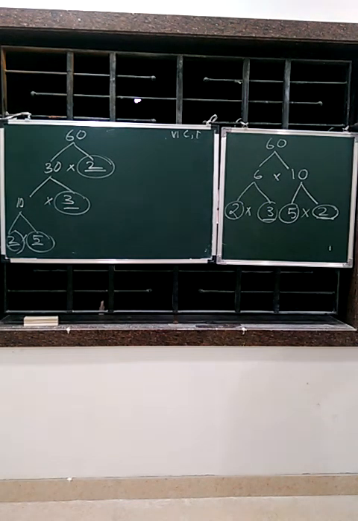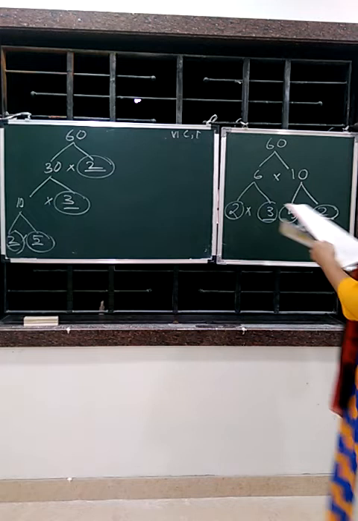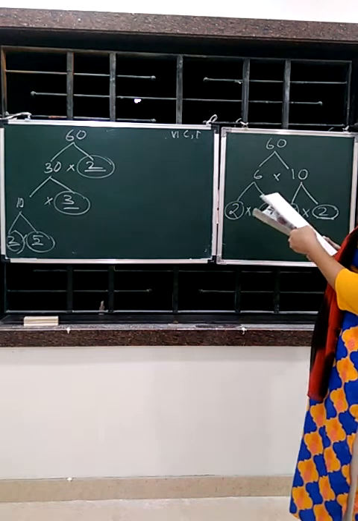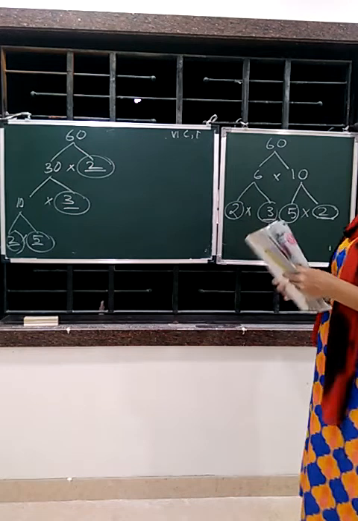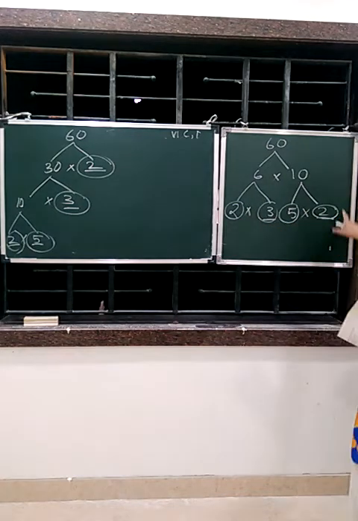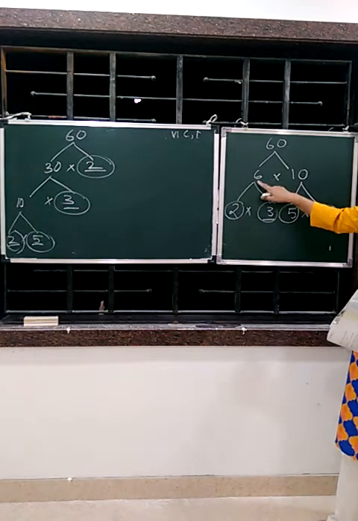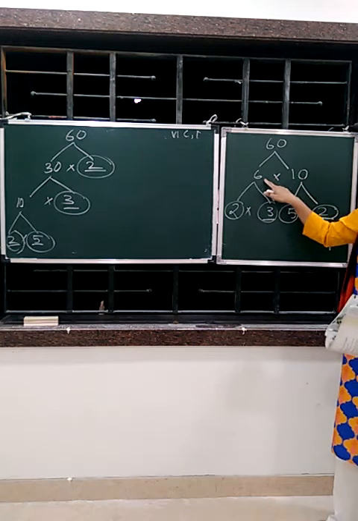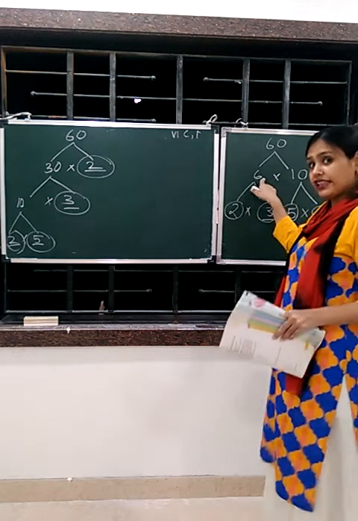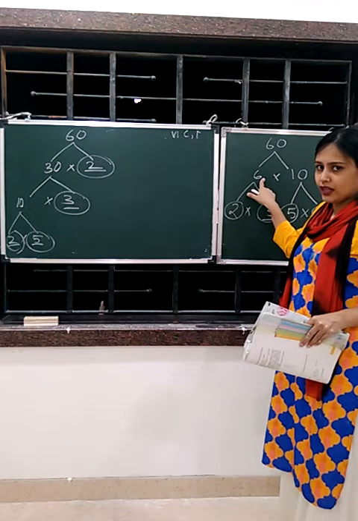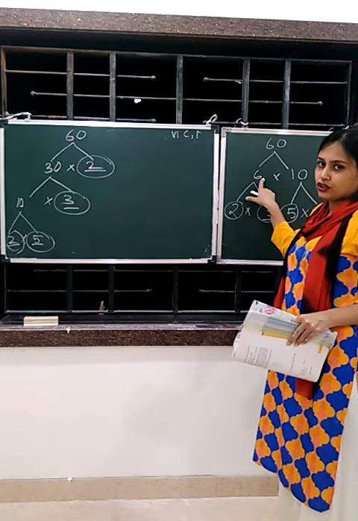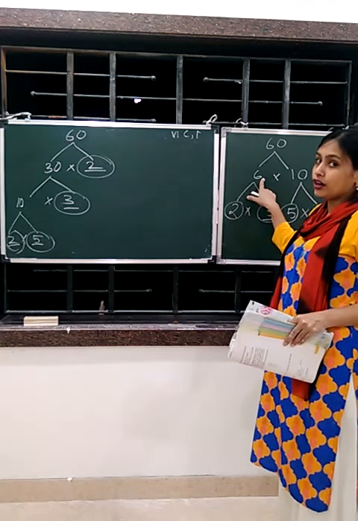Now question number 3 also we will do in book, children. Which factors are not included in the prime factorization of a number? Which are not prime. Yes, we have discussed this in the example of 24, where we were not considering 12 as a prime factorization of 24. Why? Because 12 was not a prime number.